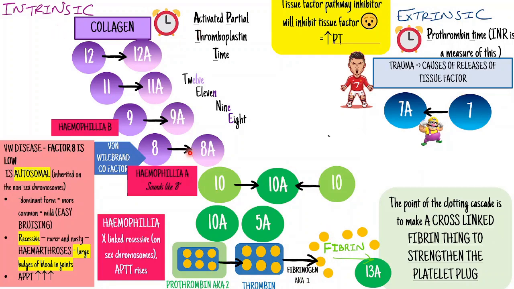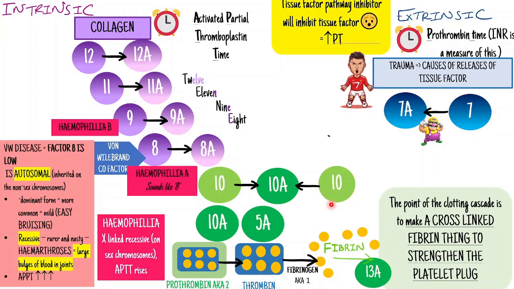And obviously you're measuring this time here in your APTT. So the time the APTT measures from collagen all the way 10, 5, 2, and 1 to make fibrin. So we've now made our fibrin, and the same thing with PT. You're measuring from tissue factor release, from 7 to 10. How long does it take to make 10A? How long does it take for all this to happen up to here? Okay.